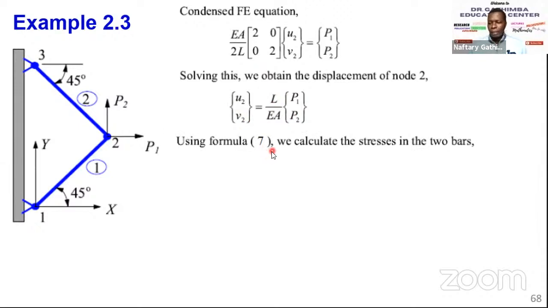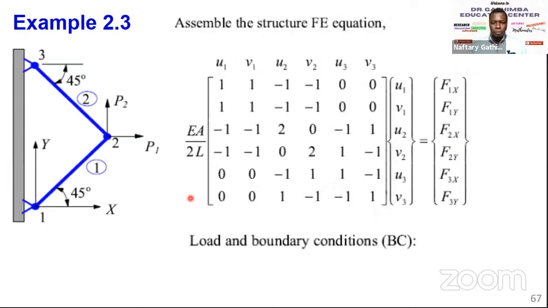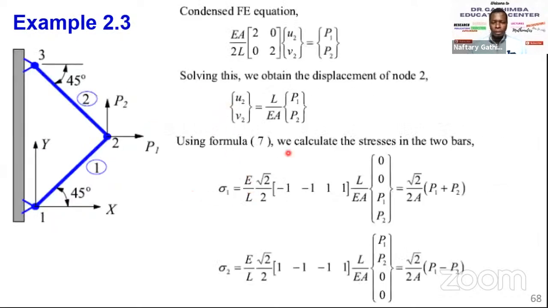Now, using equation 7, the one I gave you, is given here. This is equation 7, the one where we are using the strain displacement matrix. You can be able to obtain what are the stresses in each of the members. So using equation 7, you get what are the stresses in those members. It's a simple application. Maybe the derivation is one that was eating into your time, but I hope you appreciate that.